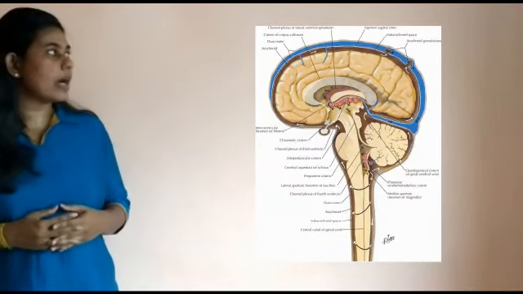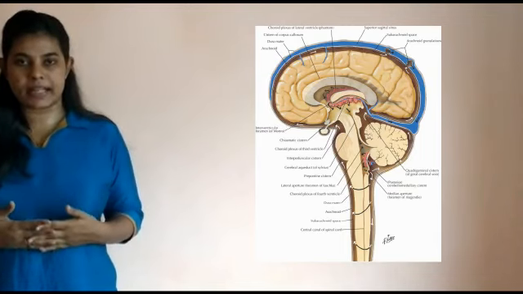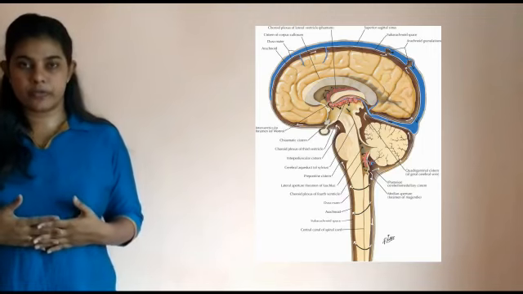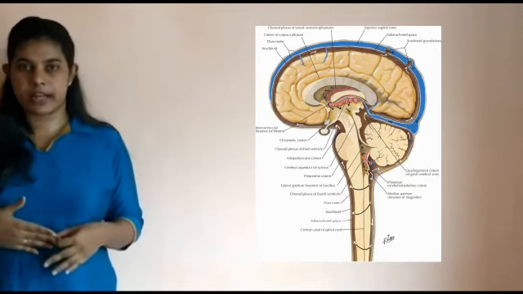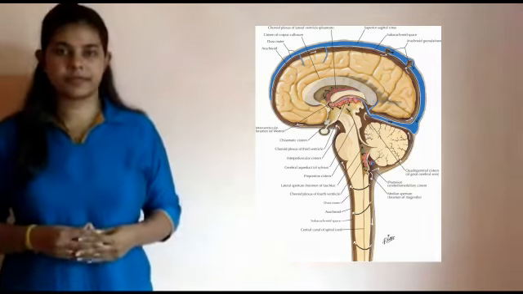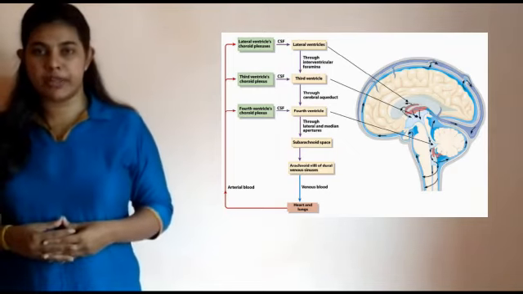I have told you the cerebrospinal fluid is secreted by the choroid plexus. What is cerebrospinal fluid? It is a clear, colorless fluid, and it is in the ventricles, subarachnoid space and the central canal. Okay, this is the circulation of the cerebrospinal fluid.